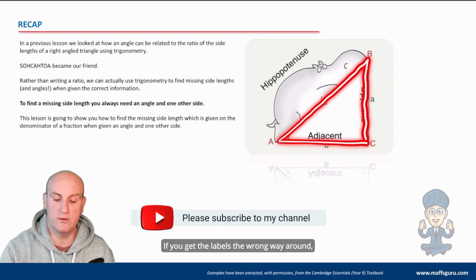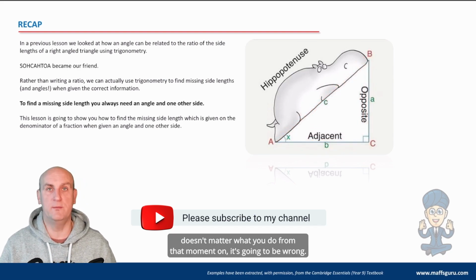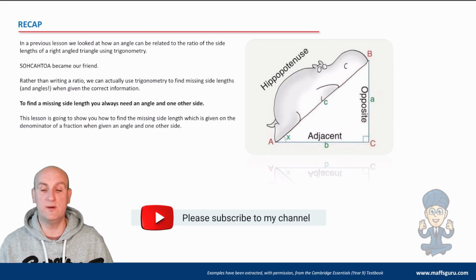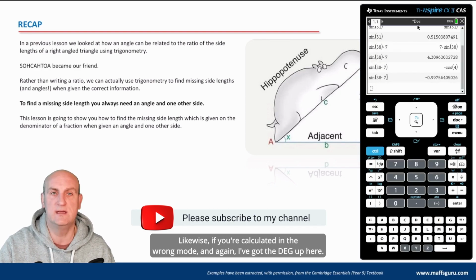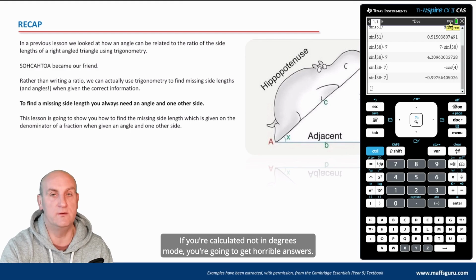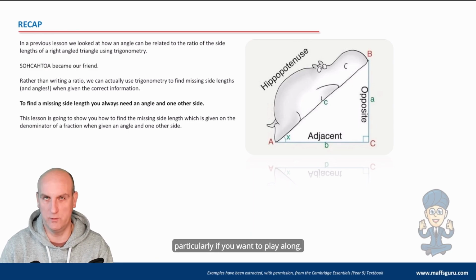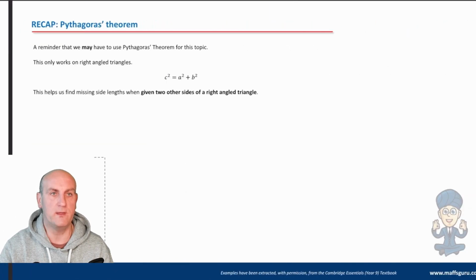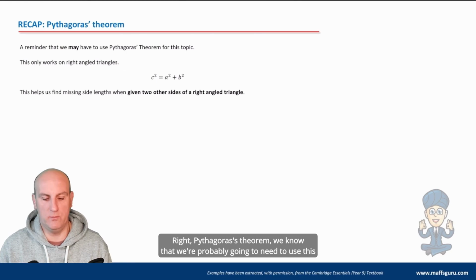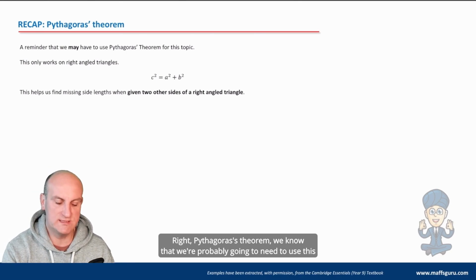If you get the labels the wrong way around, it doesn't matter what you do from that moment on, it's going to be wrong. Likewise, if your calculator's in the wrong mode, and again, I've got the DEG up here, if your calculator's not in degrees mode, you're going to get horrible answers. So probably the best thing to do now is make sure your calculator's in the right mode, particularly if you want to play along.